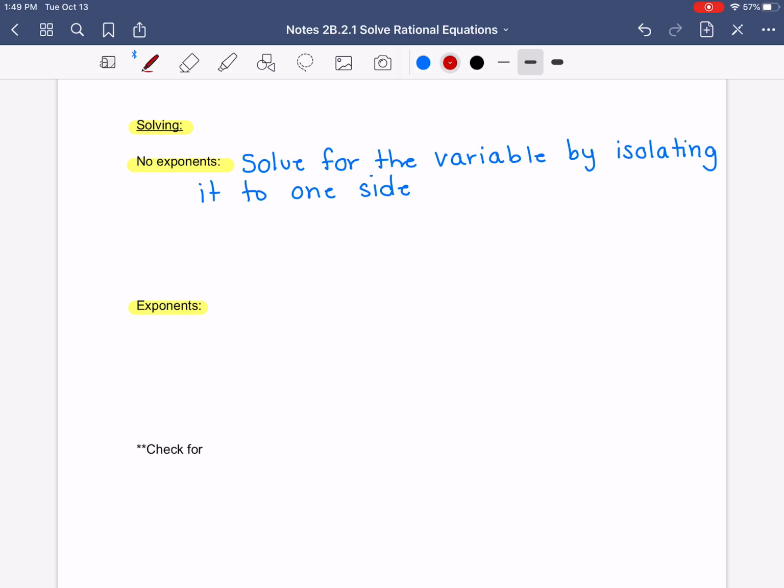The last thing you have to do is check for those invalid values, those extraneous restricted solutions. Remember, we call them all of those things. Check for invalid, restricted, excluded, extraneous solutions where the original denominators would equal 0.